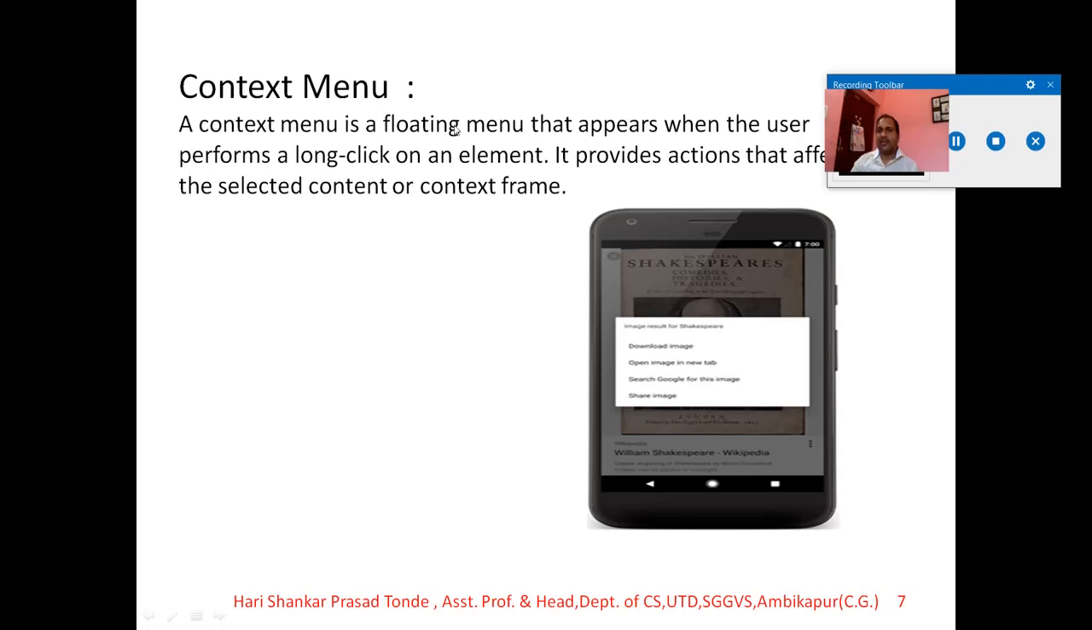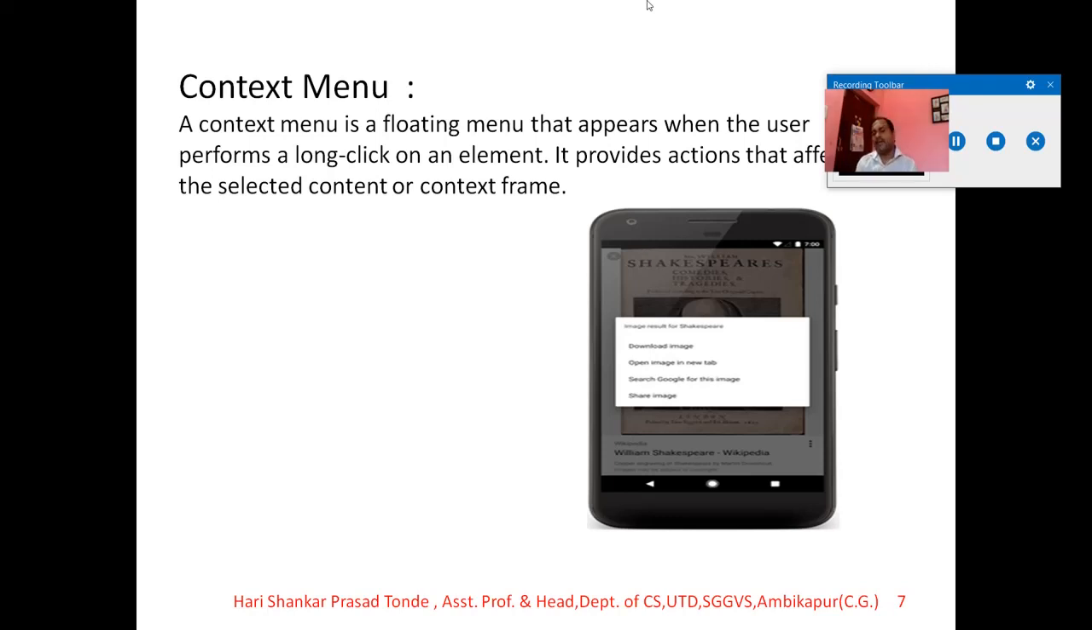Next one is the context menu. What is the context menu? Very important question. What is context menu? A context menu is a floating menu that appears when the user performs a long click on an element. It provides actions that affect the selected content or context frame.